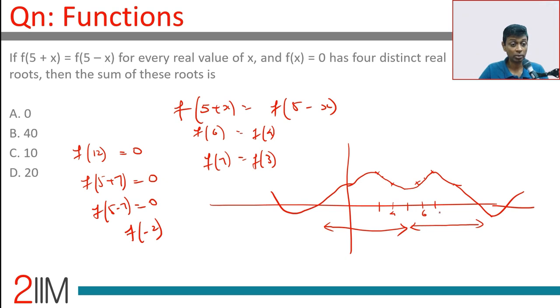Forget that. Idea here, suppose this and this are roots. If you add these two, they'll be of the form 5 plus k and 5 minus k. 5 plus k plus 5 minus k is 10. Roots come in pairs. Sum of any one pair is 10. There are 4 roots, 2 pairs, 20. Roots have to be of the form 5 plus k and 5 minus k. They have to come in pairs. 5 plus k plus 5 minus k is 10. 2 such pairs, 20.